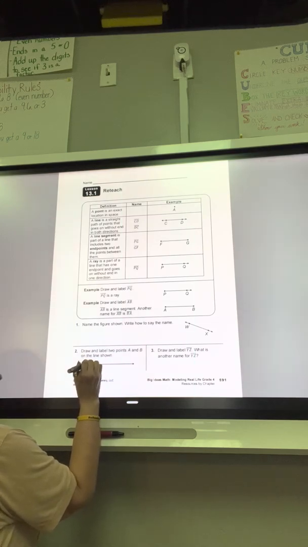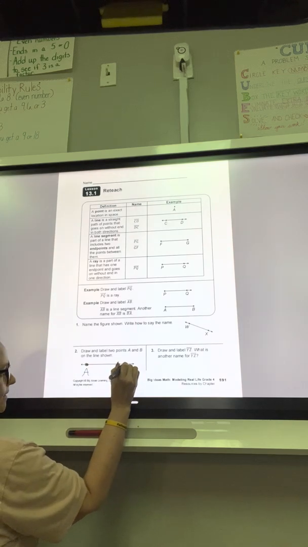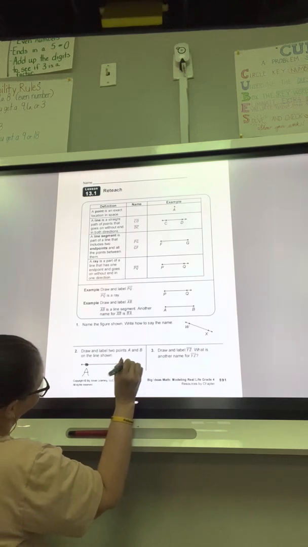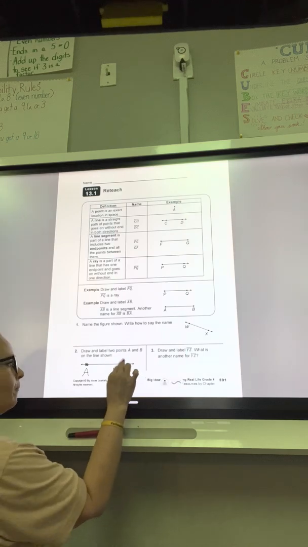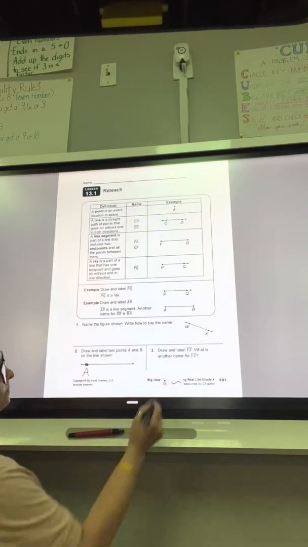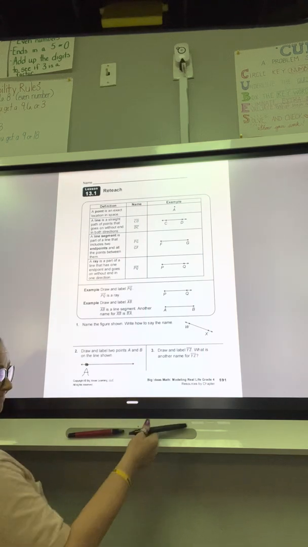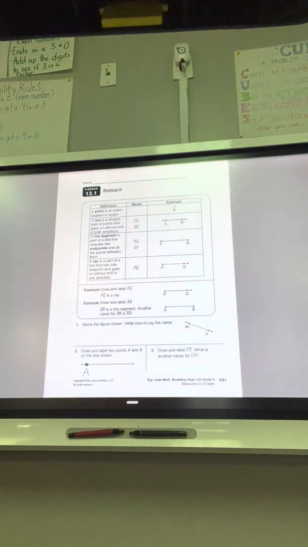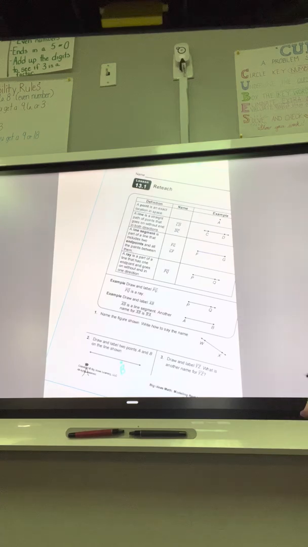So here's point A, it's working, sort of. Try your fingers. But that is supposed to be a point B right there. I'm just going to get a dry erase marker because my patience is gone. Point A, point B.